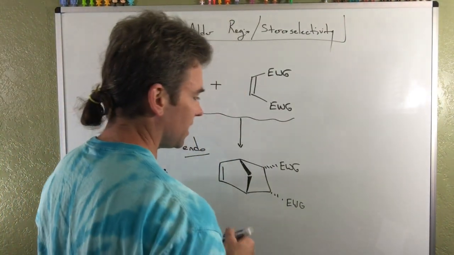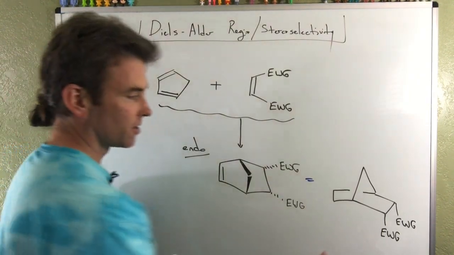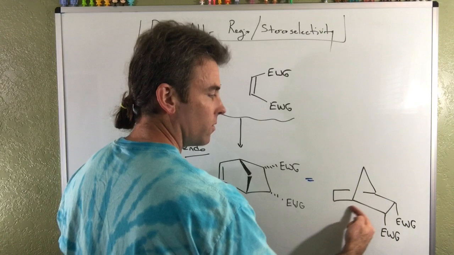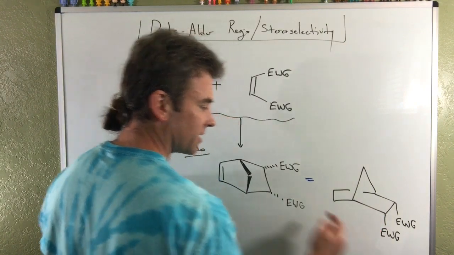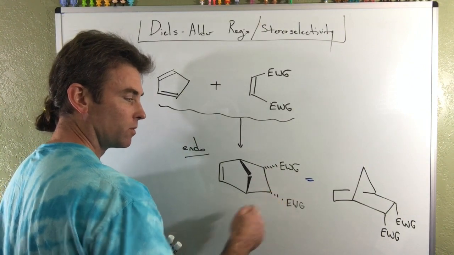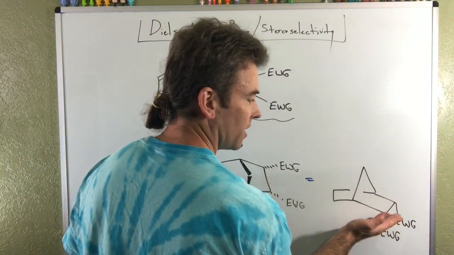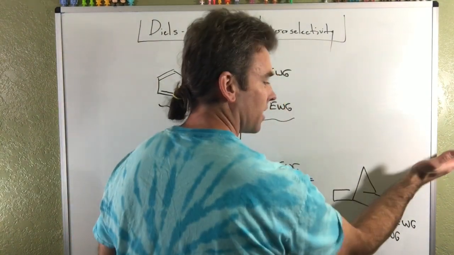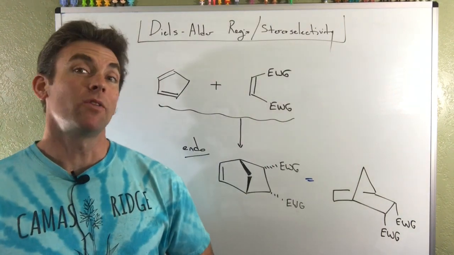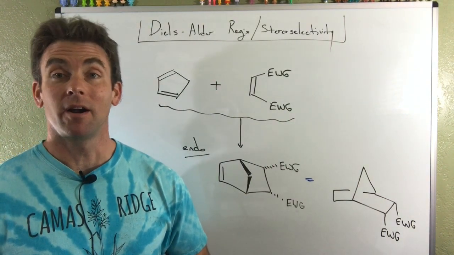So this is going to be equivalent to that structure. And so you can see that kind of U there. We are not getting the exo product where this group and those electron withdrawing groups would have been on the same side of that ring. And so those electron withdrawing groups are not up and to the right. They're very specifically down.